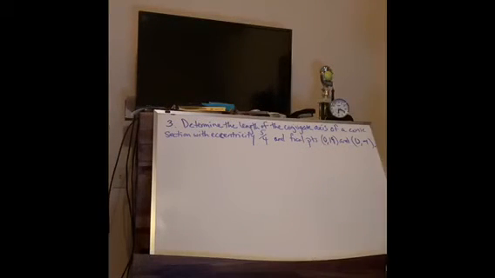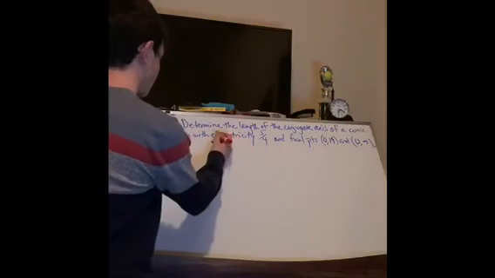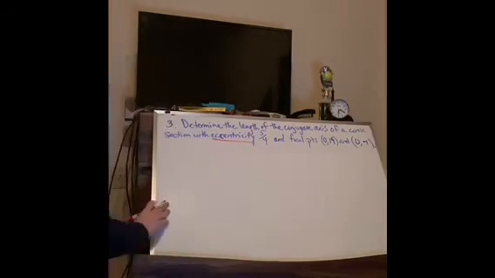Alright, so number 3, determine the length of the conjugate axis of a conic section with eccentricity 5/4 and focal points at (0, 19) and (0, -1). So, if you don't know anything about conic sections, or you might just be getting introduced to it, this word eccentricity is going to become very critical.